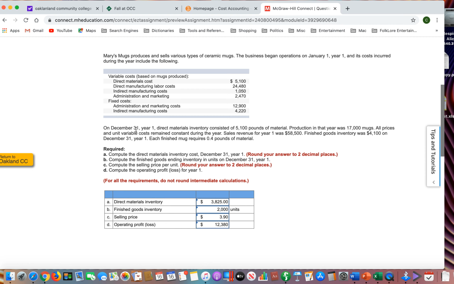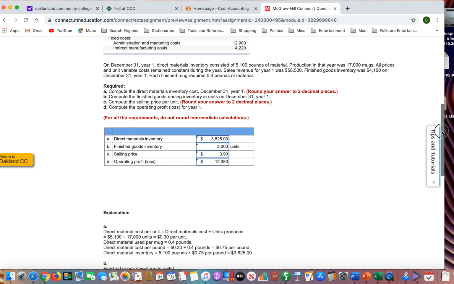Notice it says on December 31, you had 5,100 pounds of material remaining. You produced 17,000 mugs. Prices were constant. That's your sales revenue. Finished goods inventory was $4,100. With that information, what is the direct material inventory cost at the end of the year?